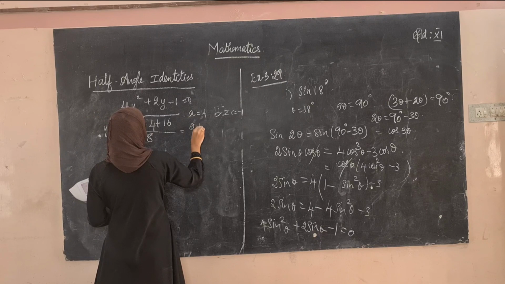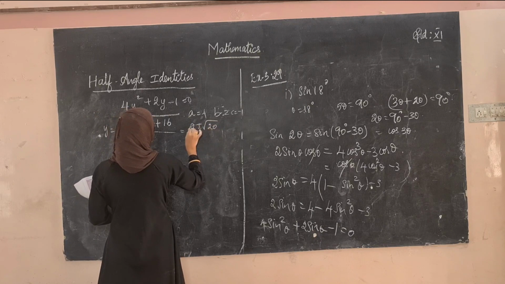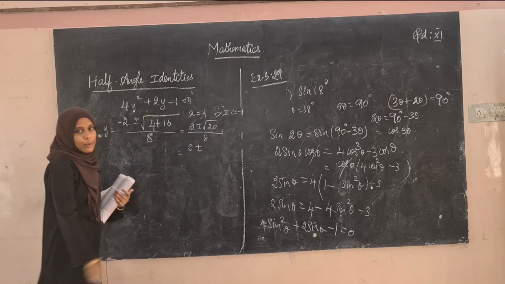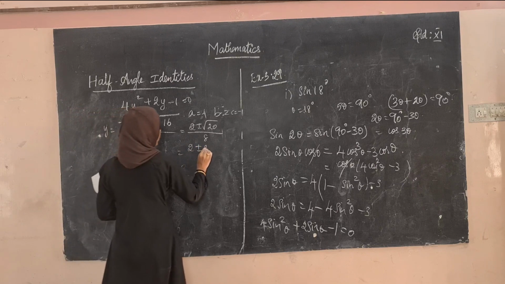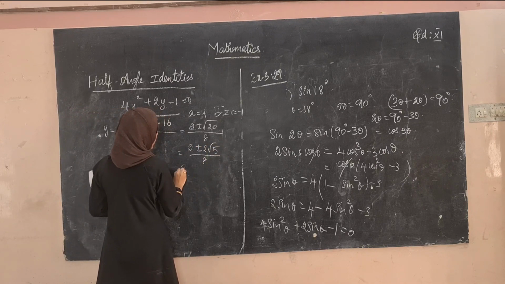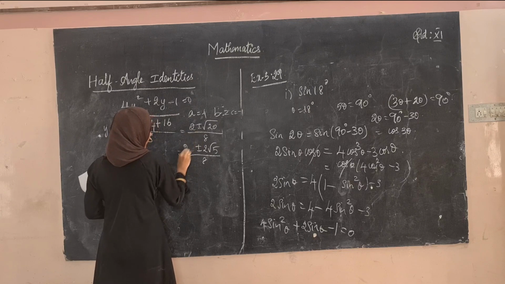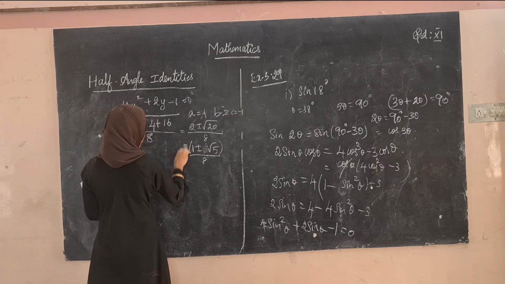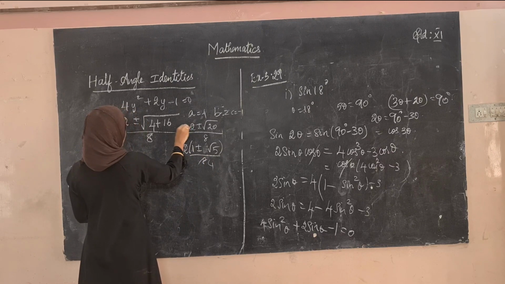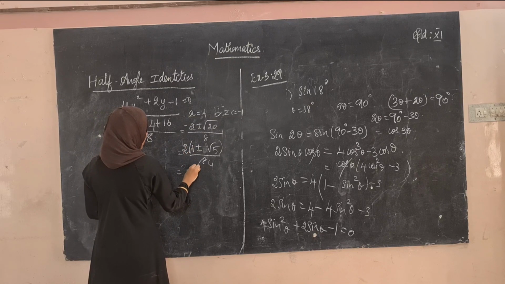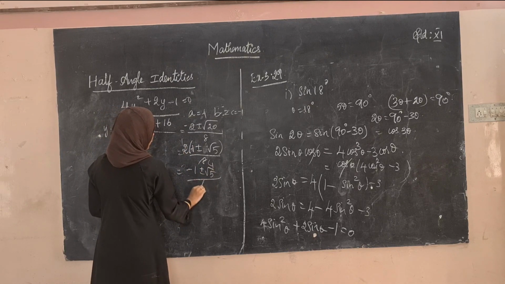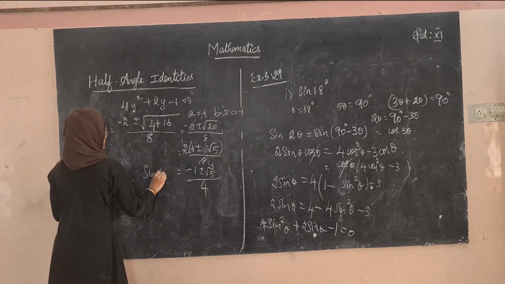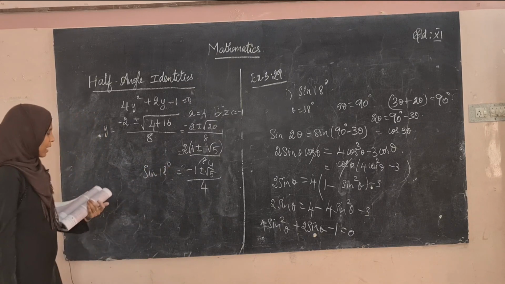So it is equal to 2 plus or minus square root of 20 divided by 8, which is equal to 2 plus or minus. So 20 can be written as 4 into 5. We can take 4 outside, which is 2 root 5 divided by 8. So taking 2 outside, what you will be getting? 1 plus or minus root 5 divided by 4. So 1, this is 4. So you are having minus here, right? So minus 1 plus or minus root 5 divided by 4. That is sin theta, which is sin 18 degrees, is equal to minus 1 plus or minus root 5 divided by 4.